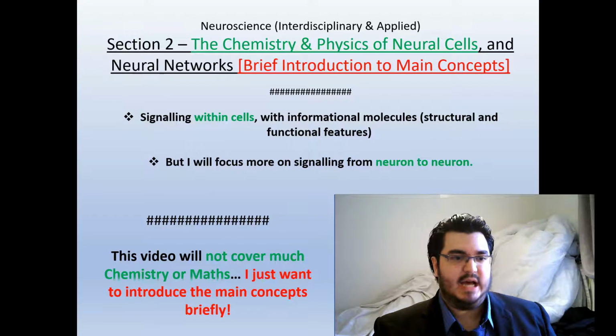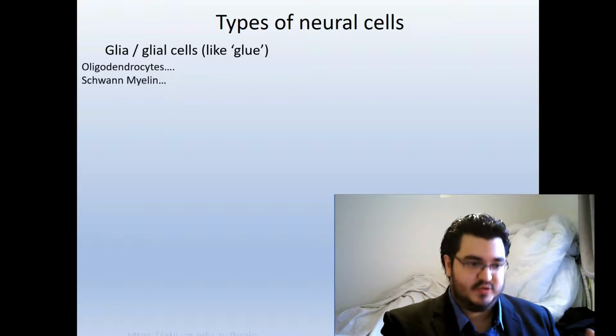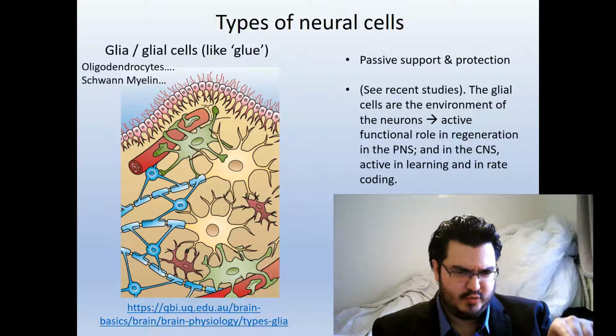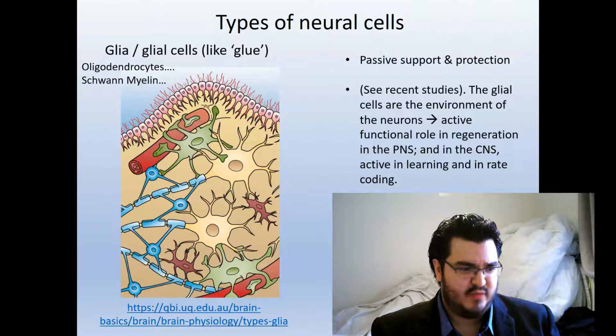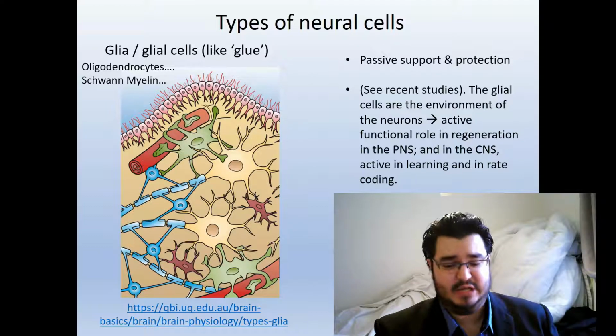So we have different types of neural cells. We have glial cells. You can see the diagram here. The yellow is the neuron, and the blue and green are glial cells, which provide support for neurons. That's what I'm going to say about glial cells.